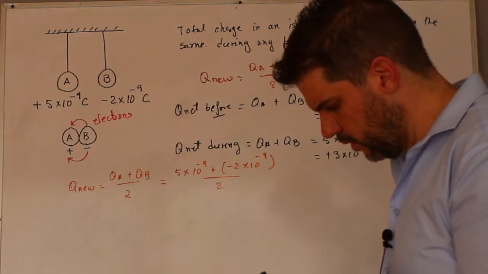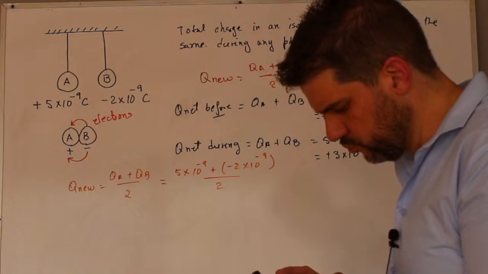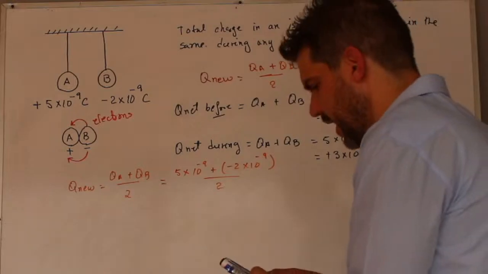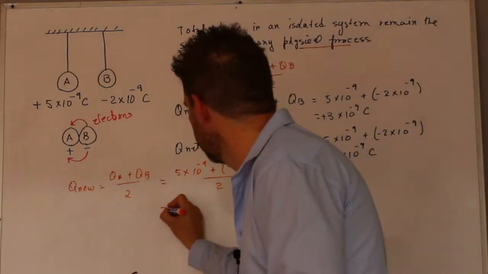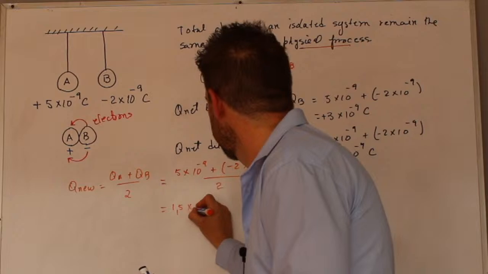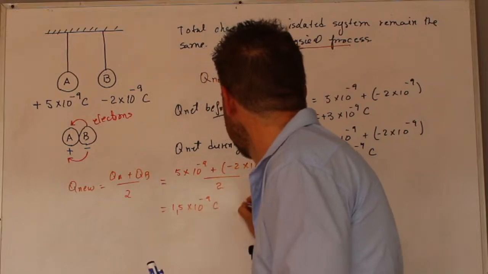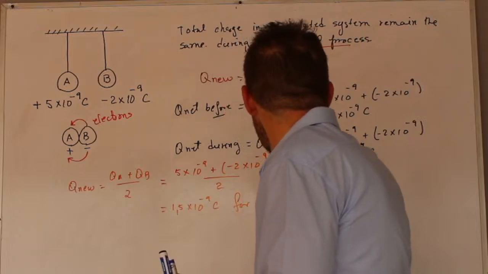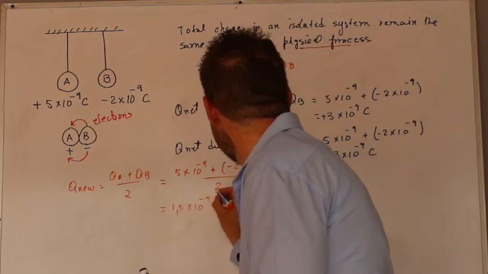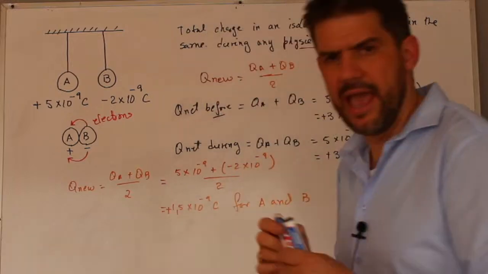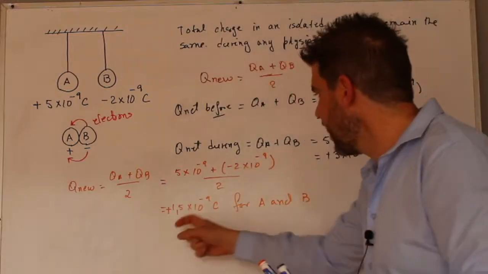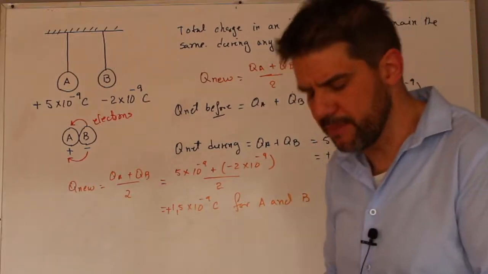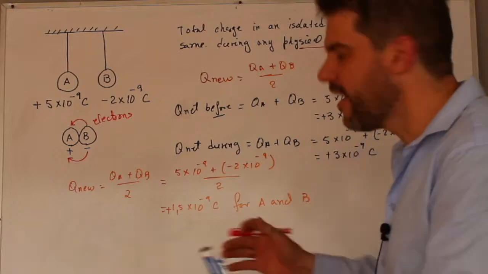I get, in scientific notation, you'll have to turn this on to scientific notation, 1,5 times 10 to the minus 9. So the new charge is going to be equal to 1,5 times 10 to the minus 9 coulomb. This is for A and B. This one is a positive charge. A and B, both of them will have a charge of positive 1,5 times 10 to the minus 9. Both of them get that charge after they touch.